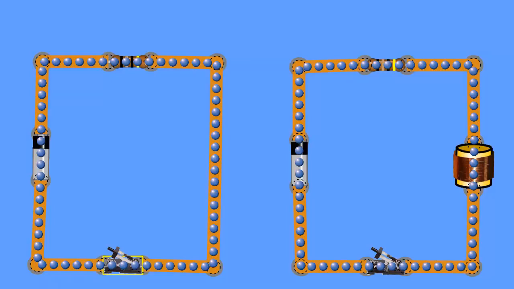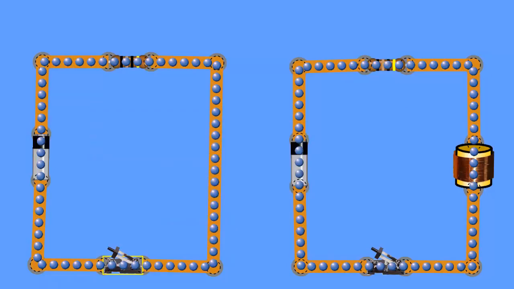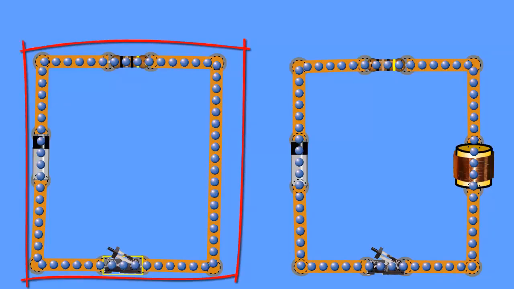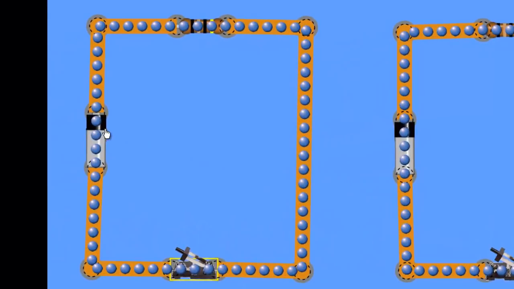We're going to use a nice software tool from the folks at PHET to explore inductance. What I have here is two circuits. The circuit on the left is just a pure resistive circuit. It's got a battery, a resistance, and a switch, and that's it. The battery is 2 volts. The resistance is 1 ohm.